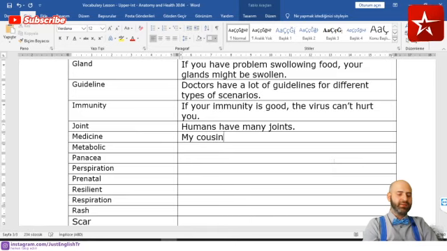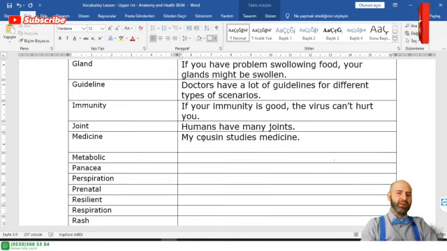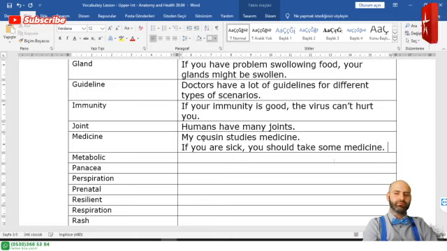My cousin studies medicine, and now I will use with second meaning also. If you are sick, you should take some medicine. Okay, so it has two different meanings.